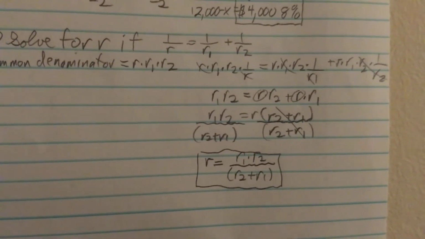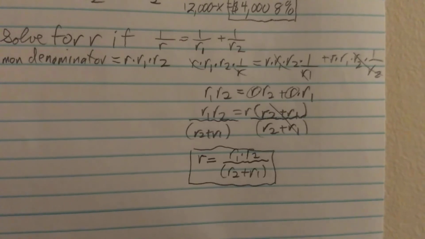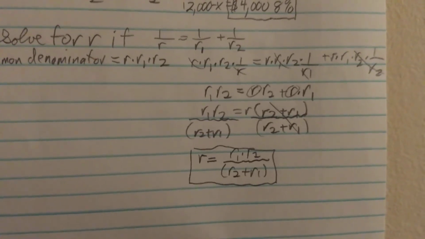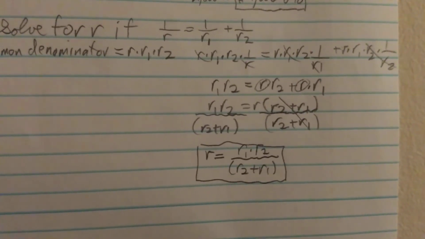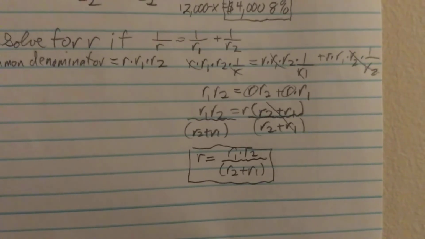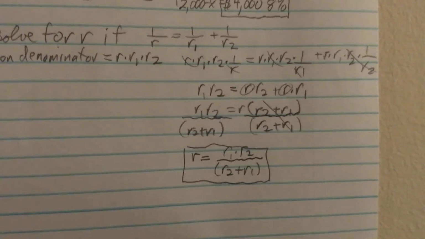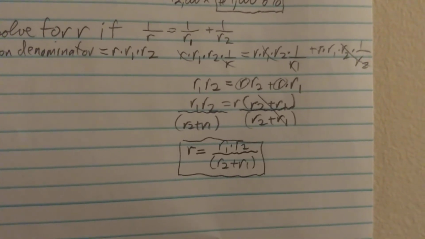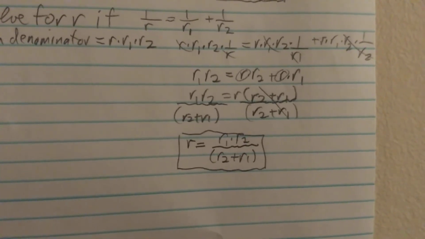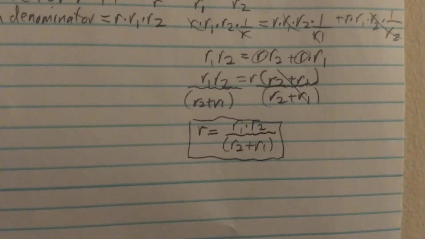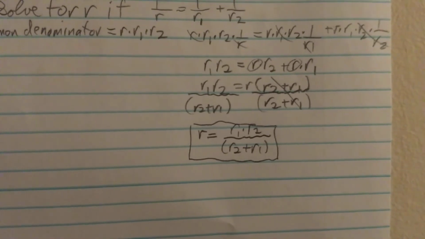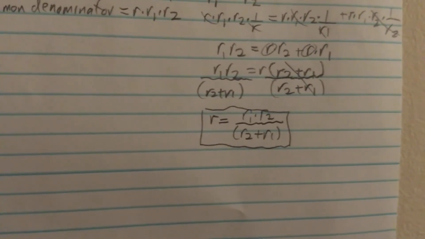Now I've circled the common factor on the right side, r, so I can take that out and say that r1 r2 is equal to r parentheses r2 plus r1, and to solve for r I can divide by parentheses r2 plus r1, giving me a final answer of r equals r1 r2 over r2 plus r1.